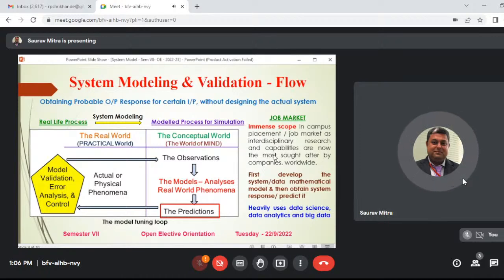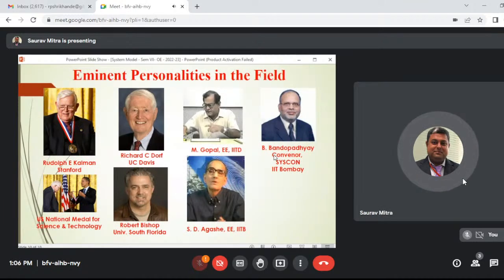Just take this course so that it gives you some real life mathematical modeling of real life processes. These are some of the stalwarts. At the top left is one of the best research minds, one of the best mathematicians of the world, R.E. Kalman of Stanford University. He was felicitated by President Obama in 2006, I guess, with the US National Medal of Science and Technology. You can find Richard C. Dorf of University of California, Davis, and Robert Bishop.